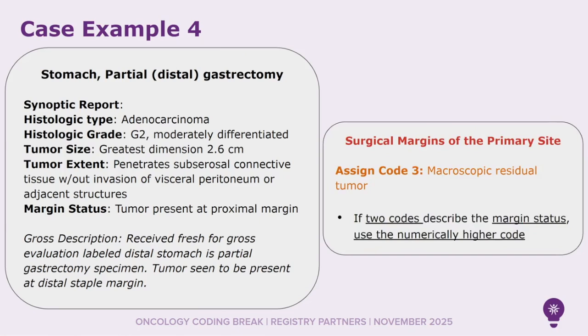Surgical margins of the primary site is assigned Code 3, macroscopic residual tumor. If 2 codes describe the margin status, use the numerically higher code. We have microscopic proximal margin positive, as well as in the gross description, tumor was seen at the distal staple margin.